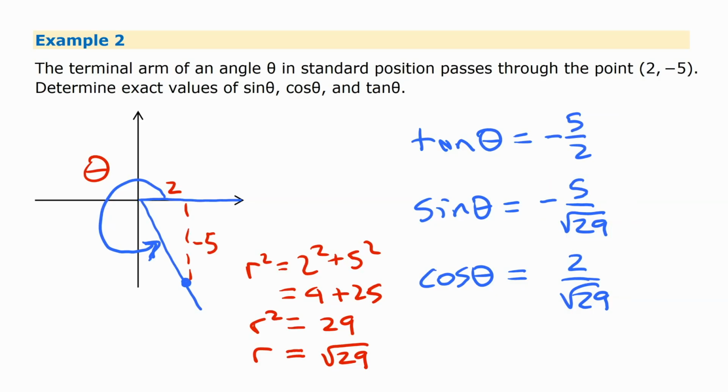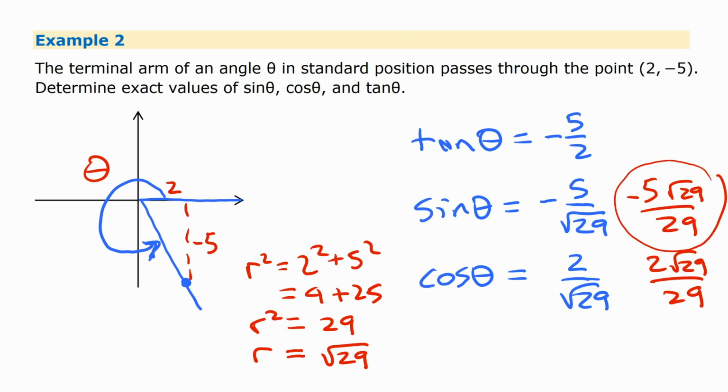One last thing is, you might see this written a slightly different way. Maybe you've done some work with radicals before, and if you have, you might see that sine can also be written as -5 root 29 over 29, and cosine can be written as 2 root 29 over 29. They're exactly the same. It doesn't matter so much which way you write it, but if you're looking for answers in an answer key or something and you see that it's written this way, those are indeed equal.